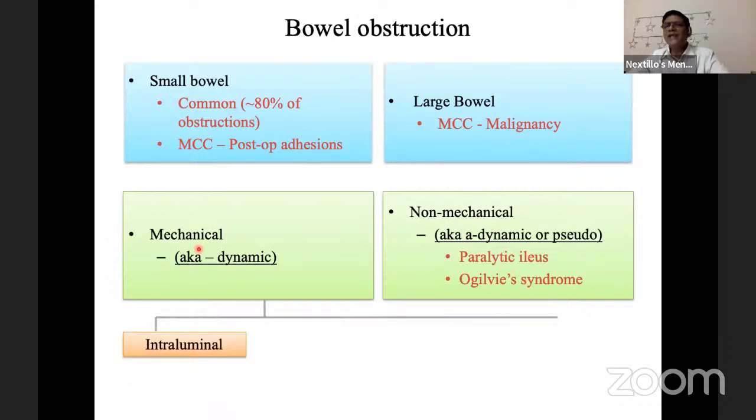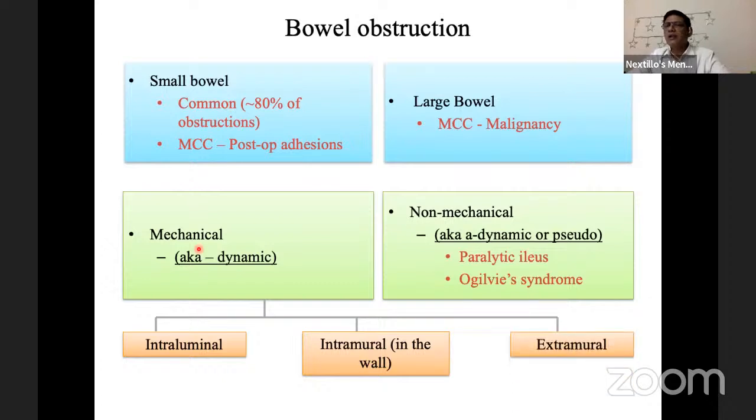The etiology could be inside the lumen, like a parasite obstructing it or a stone obstructing the intestine, or the etiology can be in the wall of the intestine, like strictures, tumors. These are known as the intramural causes. And the third variant of mechanical obstruction are the extramural causes, like retroperitoneal fibrosis or adhesions, which we have just seen are the most common cause of the small bowel obstruction. They are all the extramural causes, meaning outside the intestine, but blocking the intestine.